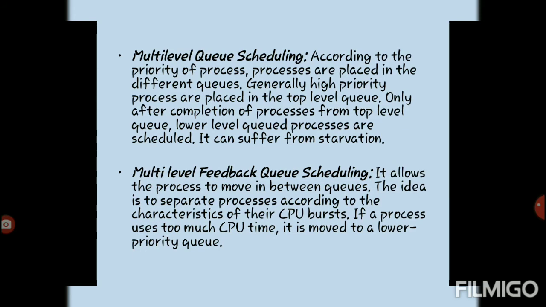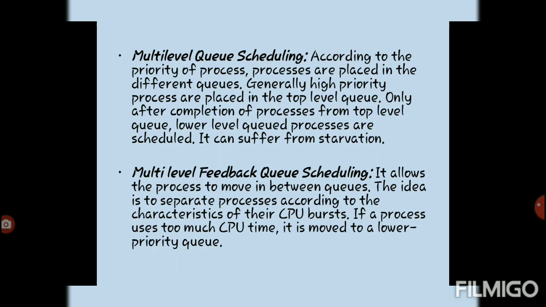Then multi-level queue scheduling. Here the queue is the queue of processes waiting. According to priorities, the queue will be arranged. The jobs or processes which have high priority will be in one queue, and the jobs which have the second priority or low priority will be arranged in another level of queue. Like this, multiple levels of queue will be arranged. According to the queue, it will be scheduled.